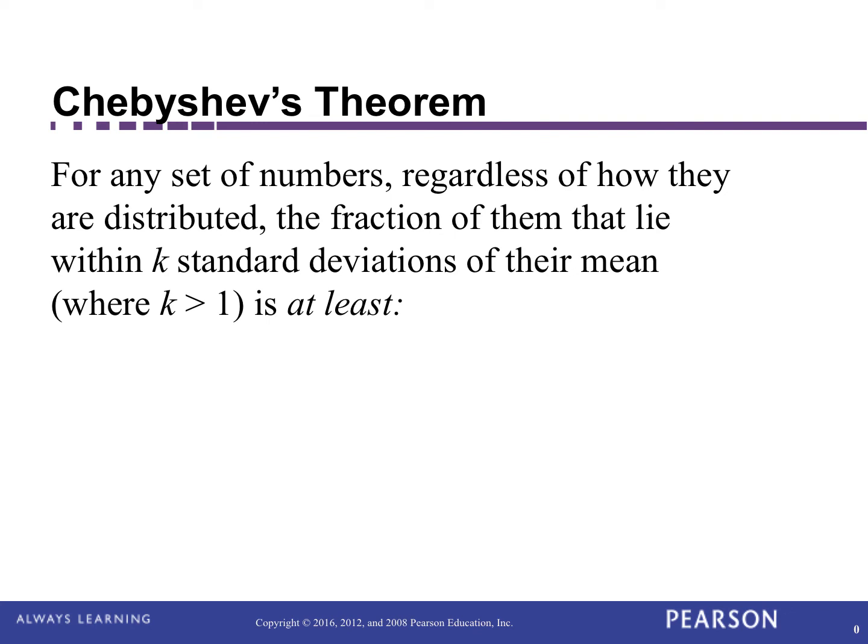The next is Chebyshev's theorem. For any set of numbers, regardless of how they are distributed, the fraction of them that lie within K standard deviations of their mean, where K is greater than 1 (it only works if K is greater than 1), is at least 1 minus 1 over K squared. So K is the number of standard deviations from the mean.